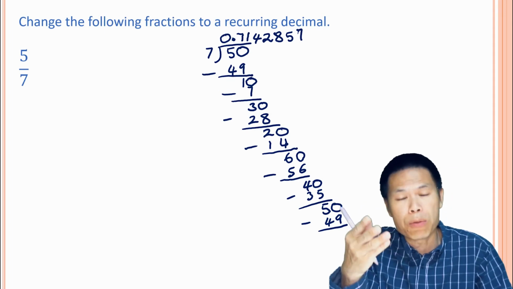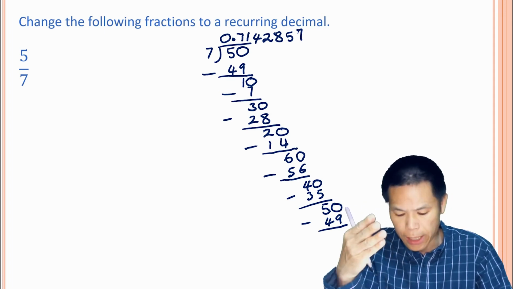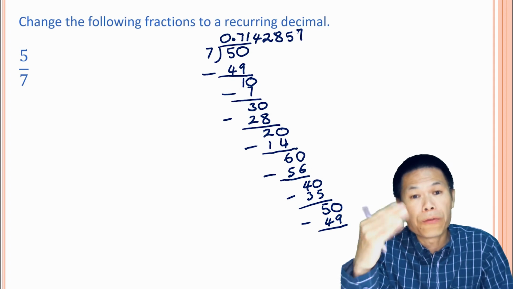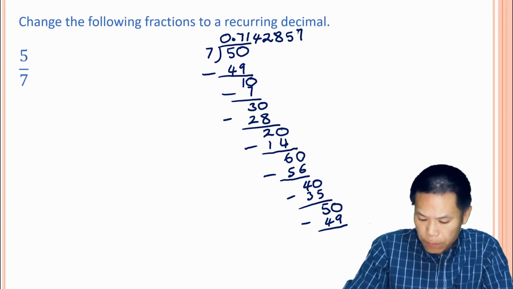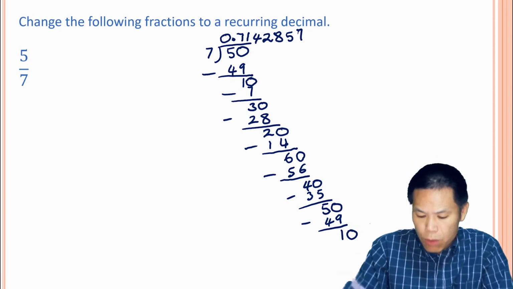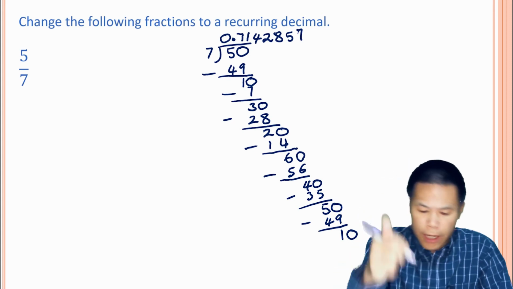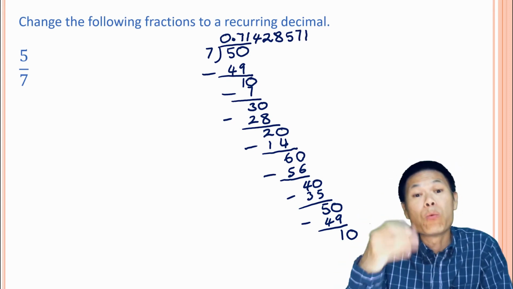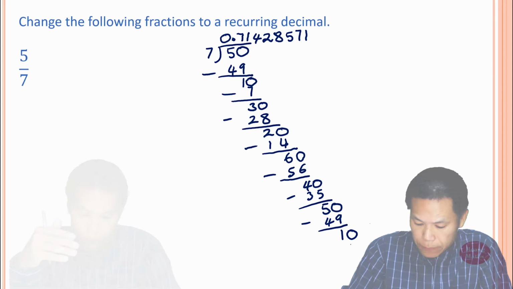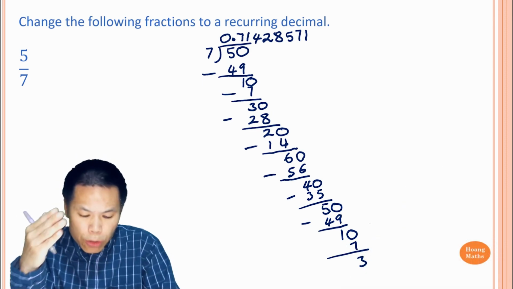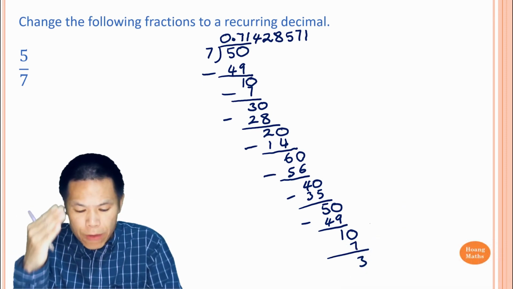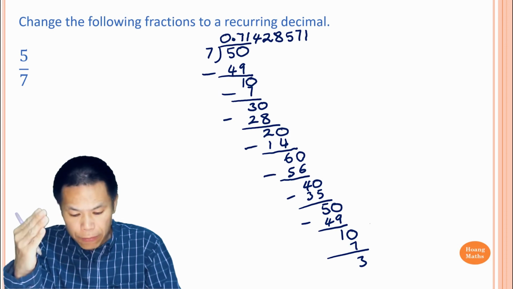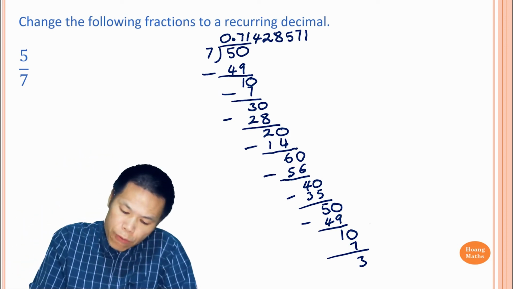Otherwise, you just do a couple more until you realize it, okay? Let's try one more. So 50 minus 49 is 1. And we just add a 0, becomes 10. And 7 go to 10 is 1. And 1 times 7 is 7. So the answer should be 0.714285, because it starts repeating after 5.